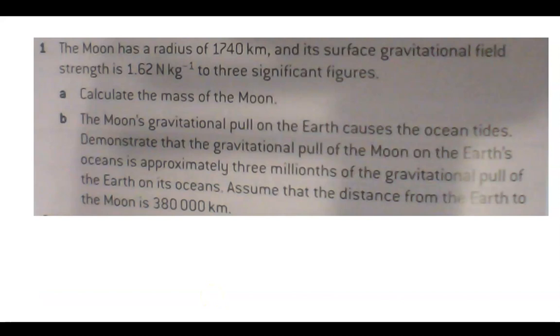Moon's gravitational pull on the Earth causes the oceans' tides, which it does. Demonstrate that the gravitational pull of the Moon on the Earth's oceans is approximately 3/1,000,000th of the gravitational pull of the Earth on its oceans. Assume the distance from the Earth to the Moon is 380,000 kilometres. Alright, so we are on chapter 21.4, question 1b.